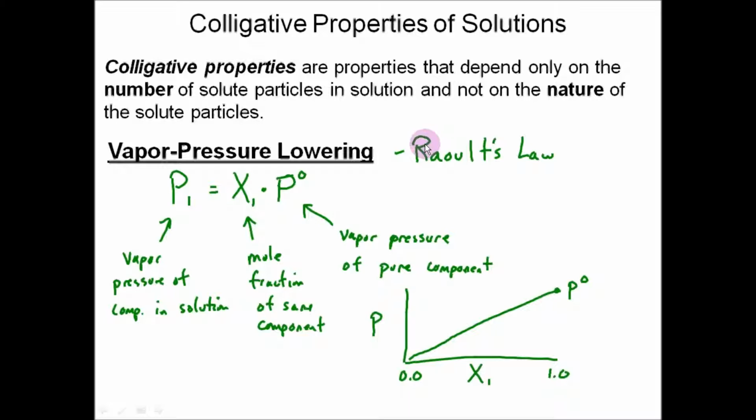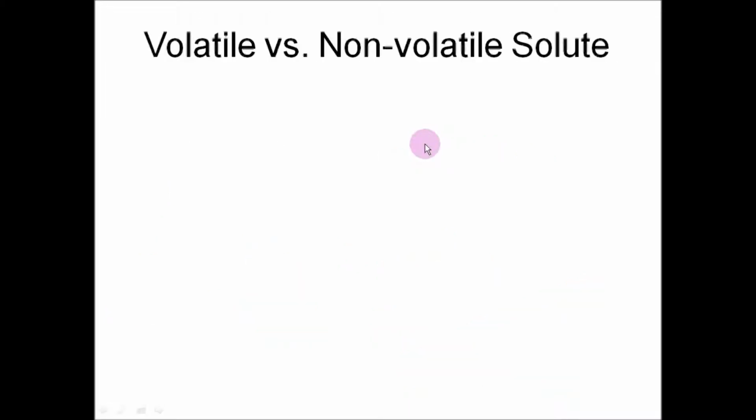So we talked about this in class. We did an example in class. Now I want to take it a step further. All right, let's talk about the scenario when we have different types of solutes. Sometimes we can have a volatile solute, and sometimes we can have a non-volatile solute. So an example of a volatile solute might be something like methanol, an alcohol in water. An example of a non-volatile solute would be something like sucrose.